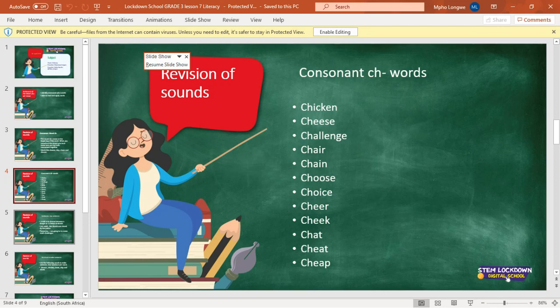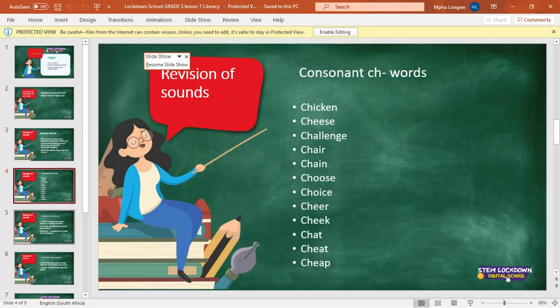So that is choice. Cheer is when you celebrate, when you're happy. That's when you say a person is of good cheer. It's when you're happy, when you celebrate. That is cheer. Cheek is this. This is called a cheek. This is a cheek on your face, on the side.